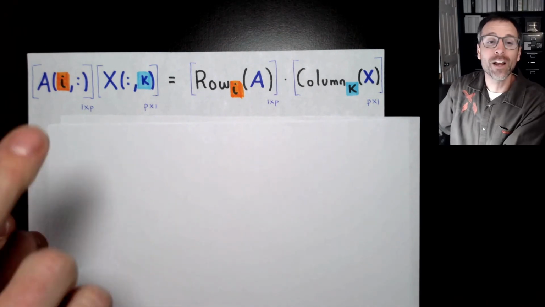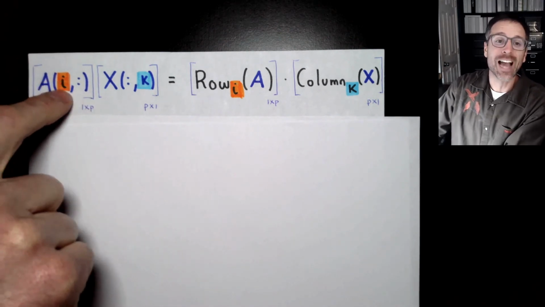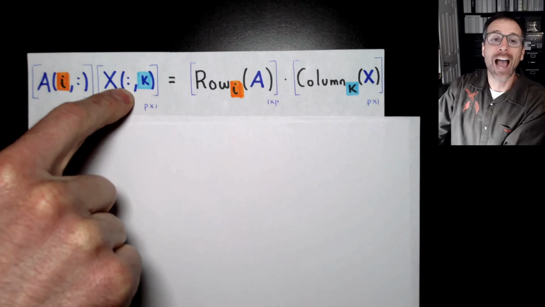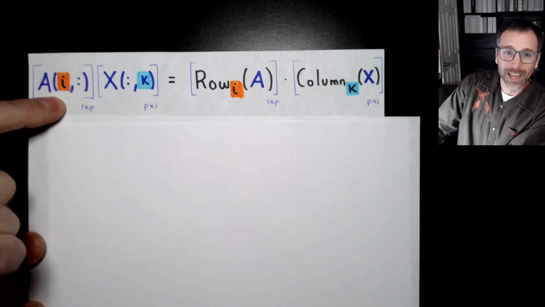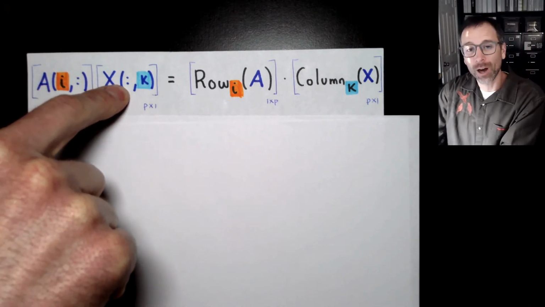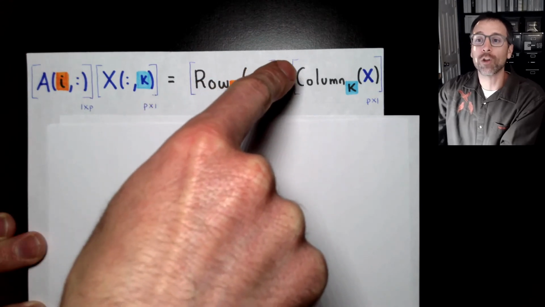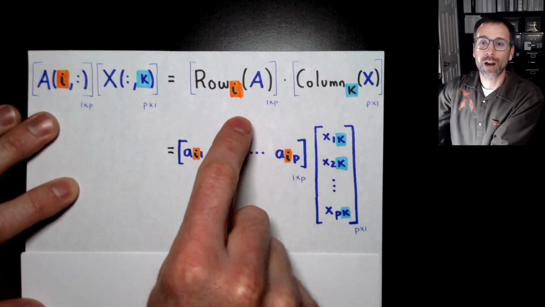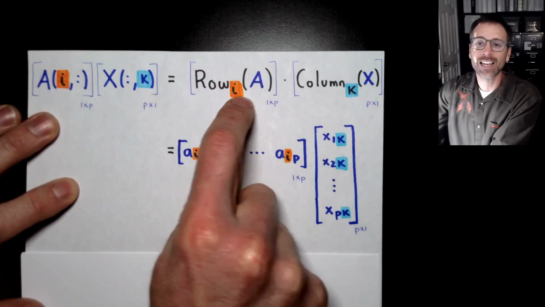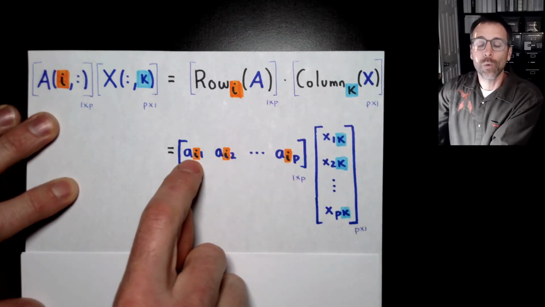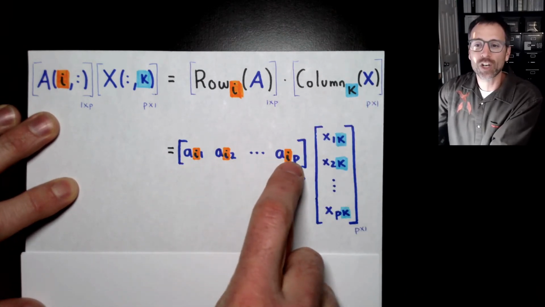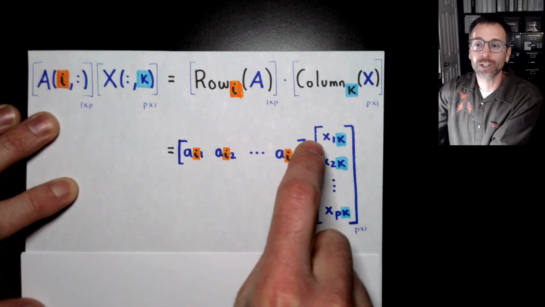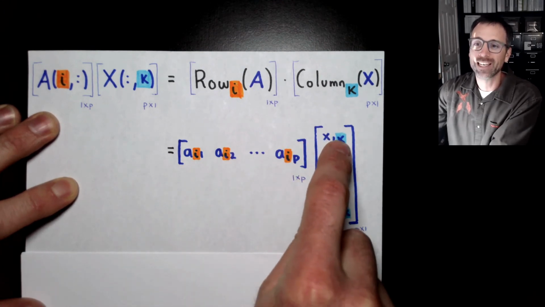So we're saying that the ik-th value of the output is going to be the ith row of A multiplied by the kth column of X. So that's row i of A multiplied by column k of X. Of course, when I write this down, I've highlighted i in orange and k in blue, which means that the row index in all of these entries is going to be i orange. The column index in all of these entries is going to be k blue.